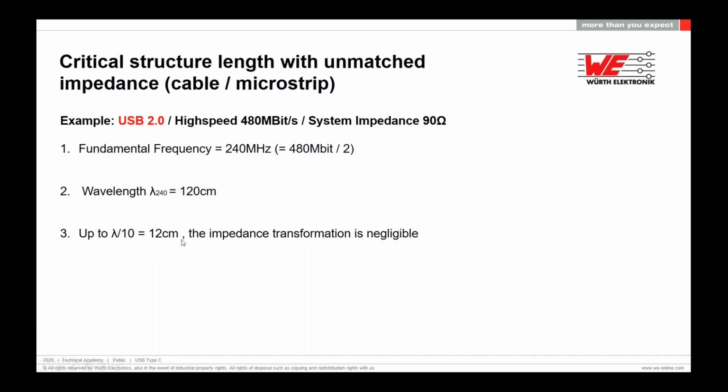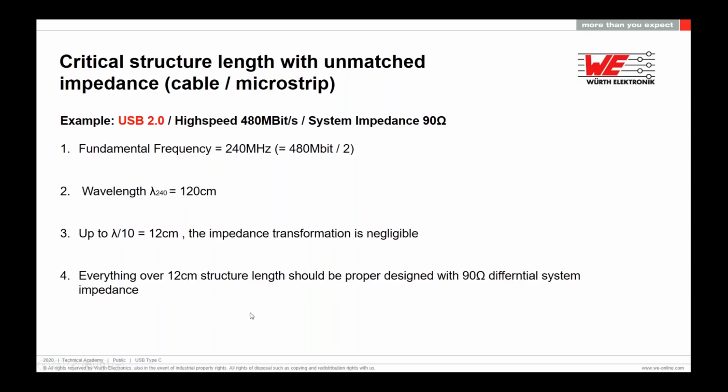Impedance transformation below 1/10 of the wavelength is negligible, which means in this case, every structure length on the PCB, on the cable and connectors below 12 centimeters is usually not very critical to the data signal. Therefore you can violate the 90 ohm very heavily there, and you will still have a signal which is working.